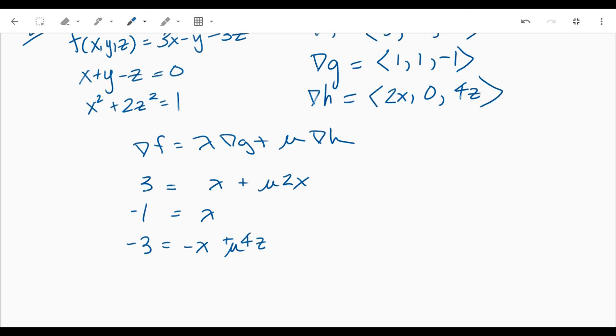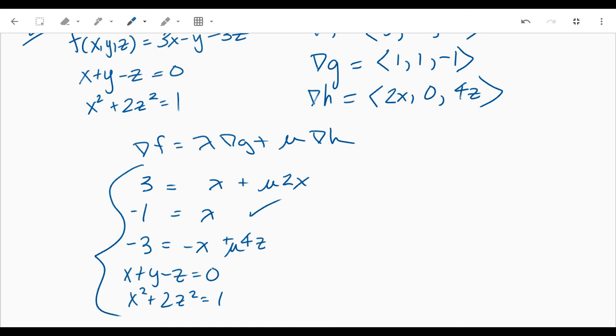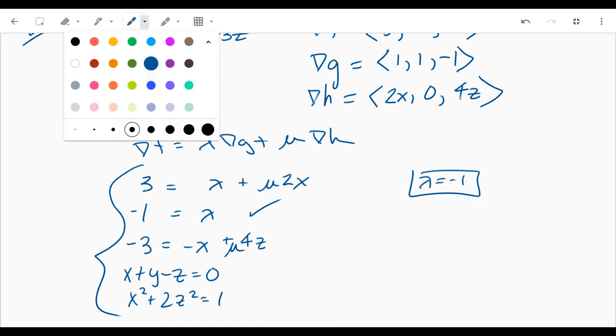Okay, and then we have our other constraints. X plus y minus z has to equal 0. X squared plus 2z squared equals 1. So we've got a system of 5 equations with 5 unknowns. We've got x, y, z, lambda, and mu. Okay, well, good news is lambda is -1. So now we can actually rewrite these knowing what we know.